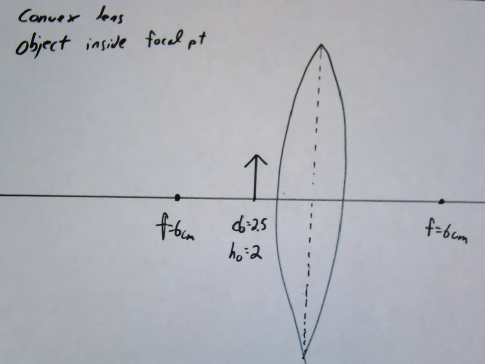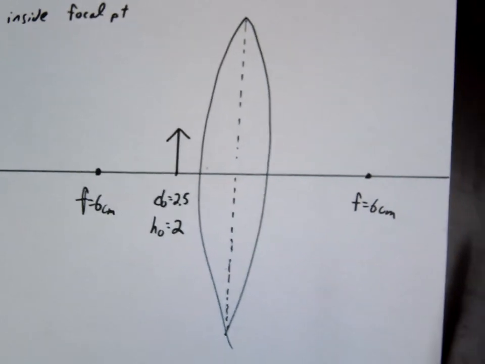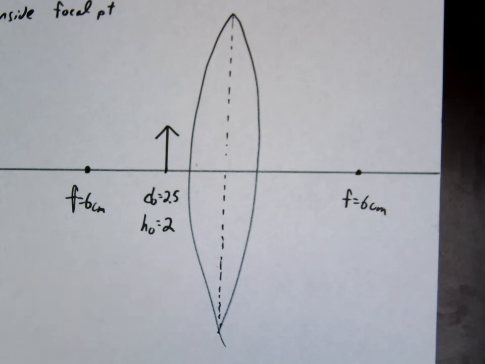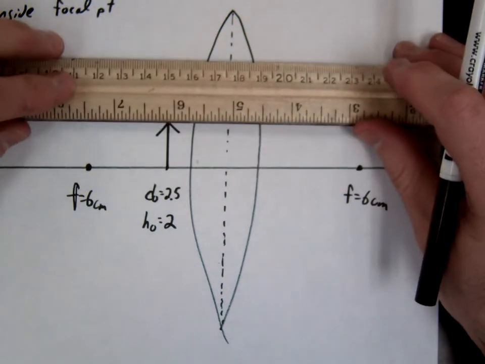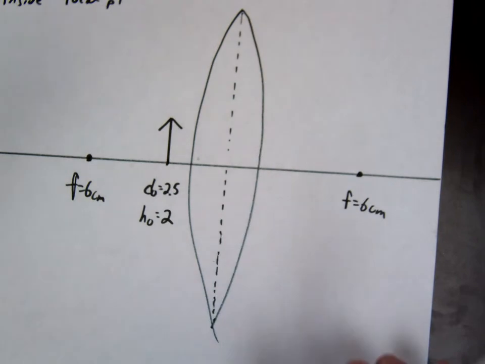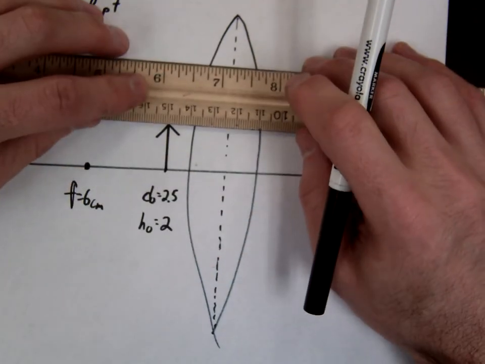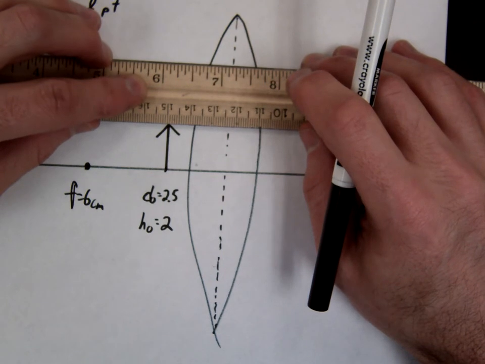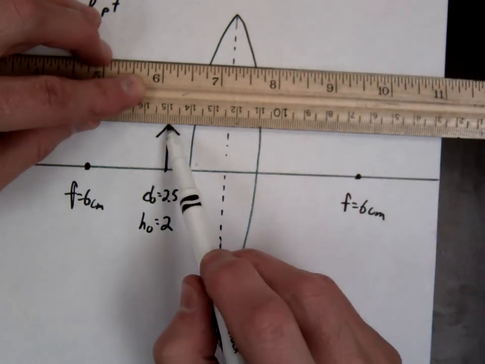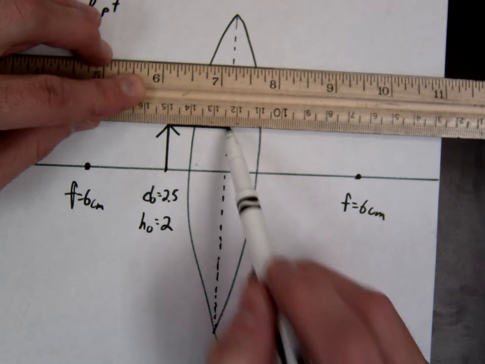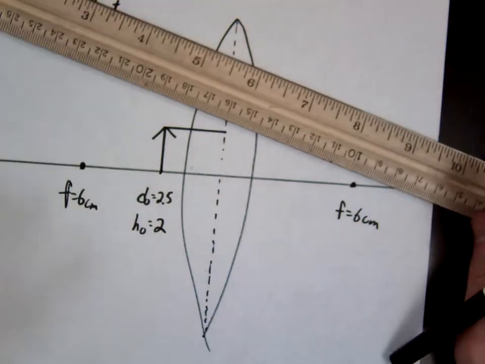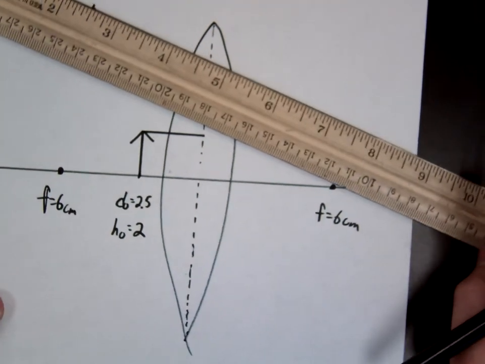So rule number 1, what's rule number 1? Parallel and then through the focal point. So that's going to be identical. So go ahead and draw that one out. Remember, all drawings are based on the center.